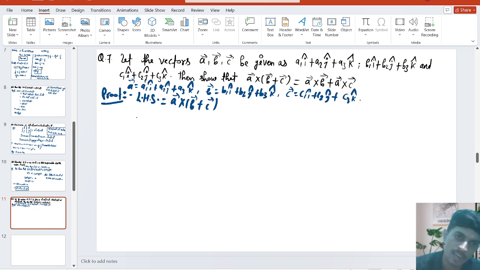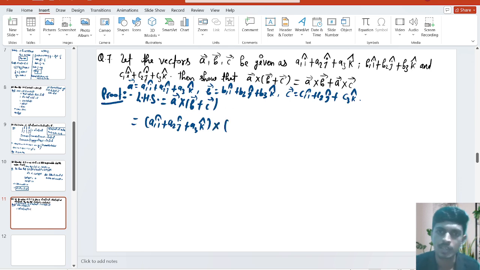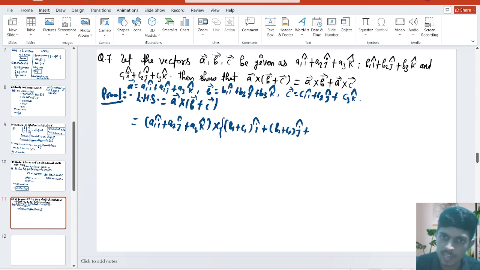So just simplify it. This is vector A: A1 i cap, A2 j cap, A3 k cap. This is a cross product of this. So taking vector B plus C here, you get B1 plus C1 i cap, B2 plus C2 j cap and B3 plus C3 k cap. If we add them, you get, okay.